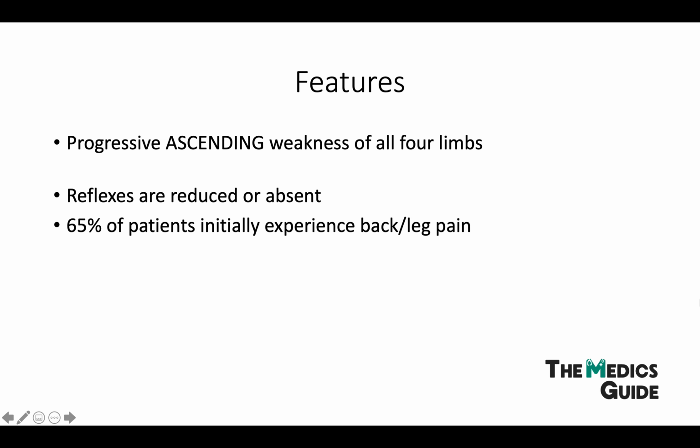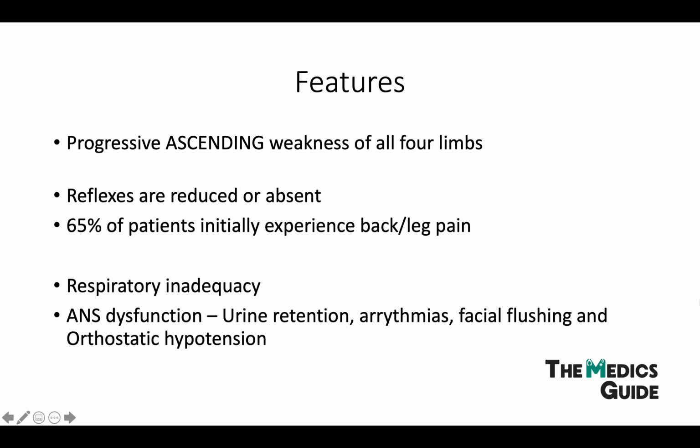Now, in terms of the other features, as we mentioned earlier, there may be a history of gastrointestinal or respiratory illness. Now, what can happen is the phrenic nerve can get involved, and if that does, it can lead to respiratory inadequacy and a lot of breathing difficulties for the patient. And if this does happen, it's a sign of quite a severe illness as well. The cranial nerves can also be involved, leading to things like diplopia, double vision, and the autonomic nervous system can be affected, leading to things like urinary retention, arrhythmias and hypertension, as I've written.